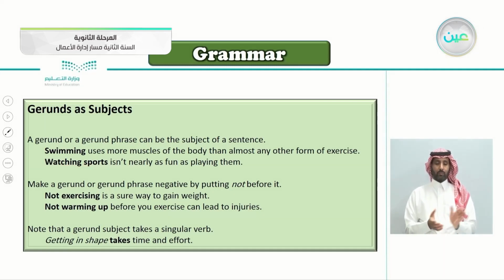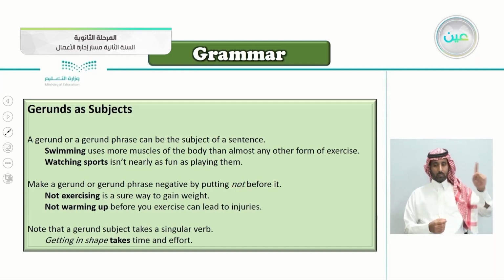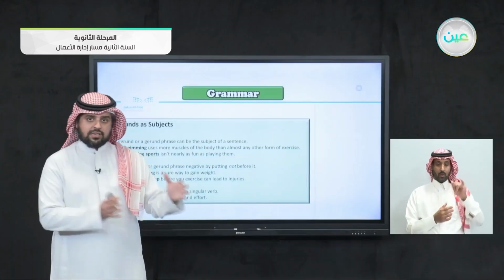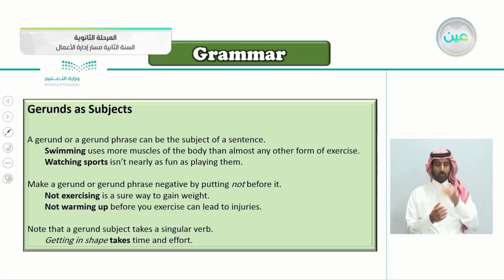The next part here, make a gerund or a gerund phrase negative by putting not before it. So how do we make a gerund or a gerund phrase negative? We just put the word not before it. Let's see here. Not exercising is a sure way to gain weight. Not warming up before you exercise can lead to injuries.